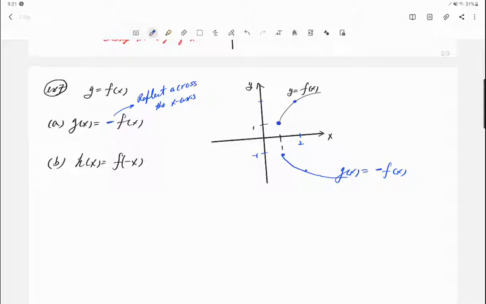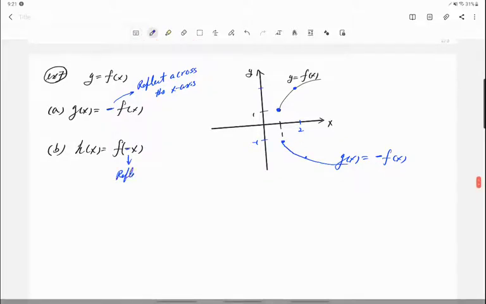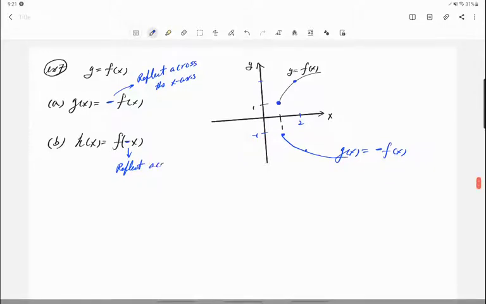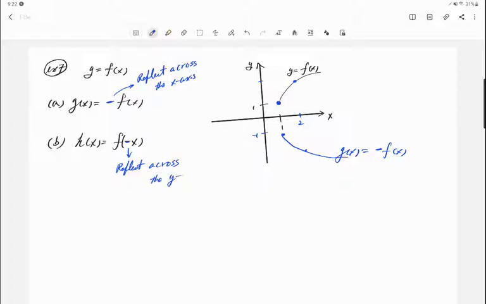How about h of x? For h of x, the minus sign goes to the x, right? So this means reflection across what? Reflect across the y-axis, right? Because the positive x becomes negative x. So positive 1 becomes negative 1.